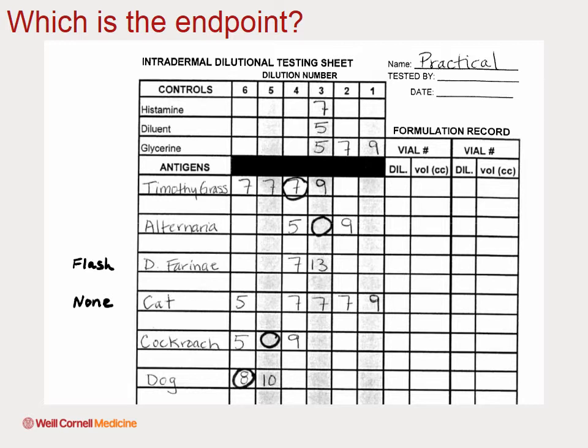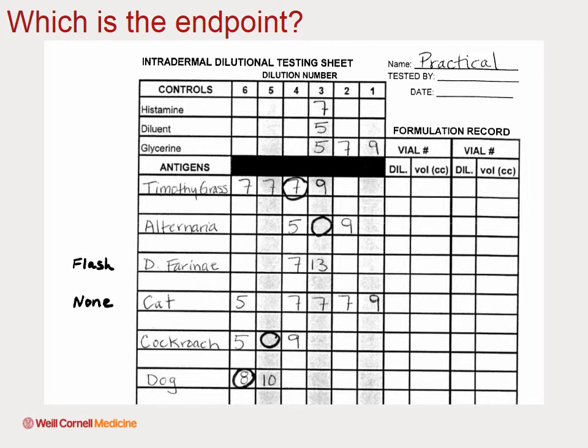And again, we get another 7 on number 2. So we do indeed have a plateau. So then we place a number 1, and we get a 9. So that would look like the confirmatory wheal, but then we have to look at our matched glycerin control, and that's also 9. So we really have no endpoint on cat. So that one does not belong in the treatment vial.